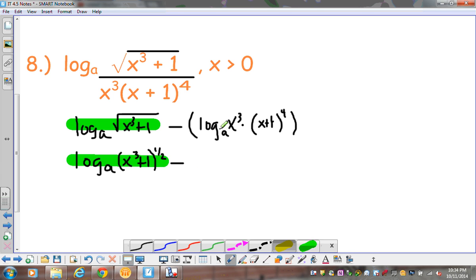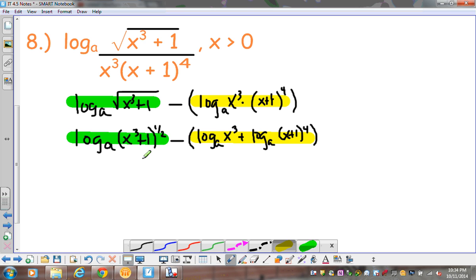Now let's work over here. First thing is I've got multiplication. The way we expand multiplication is through addition. So we've got log base a of x cubed plus log base a of x plus 1 to the 4th. All of that goes together, just to keep things in order for us.